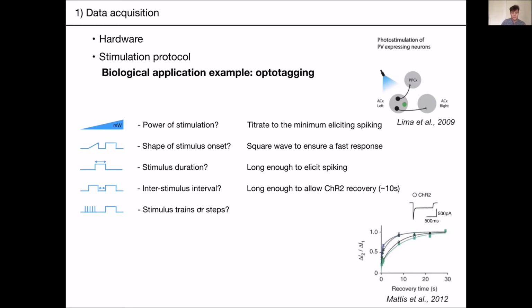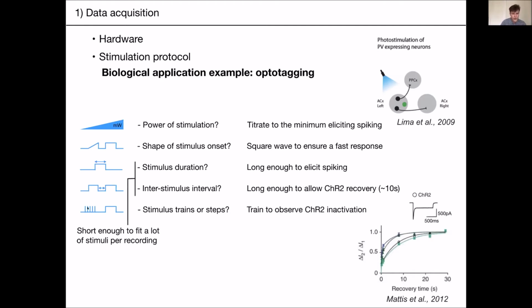And finally, should you use trains or steps? Just also the duration of your stimulus and the interstimulus interval, you want them to be long enough to allow for recovery and to see spiking, but you also want to do a lot of them in each recording. So they should be short enough so that you can have 100 or 1,000 stimulations per recording.